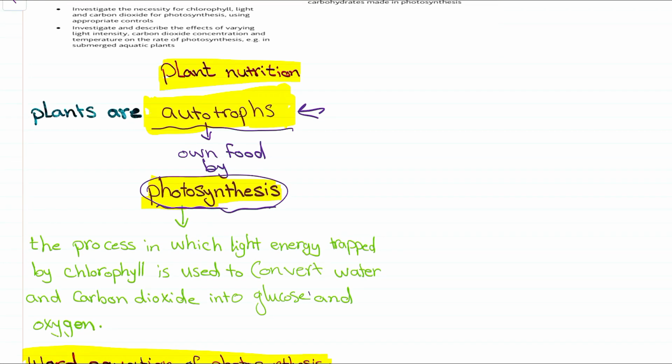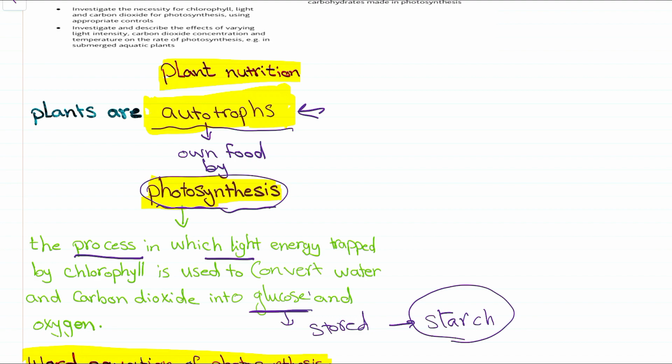So when we're trying to define photosynthesis, it is the process by which light energy is trapped by chlorophyll and used to convert water and carbon dioxide into glucose and oxygen. This glucose is stored inside the plant in the form of starch, which is a complex carbohydrate. So by photosynthesis, the plant can make its own food.